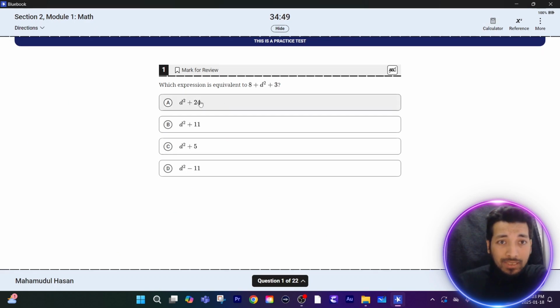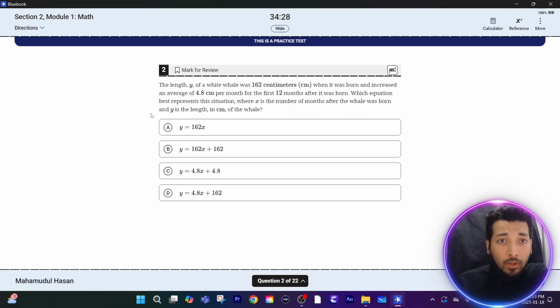So this problem is saying which expression is equivalent to 8 plus d squared plus 3. If you look at it, you can see that 8 and 3 are like terms, so you can add them. 8 plus 3 is equal to 11. d squared plus 11 is the right answer. Boom, done.